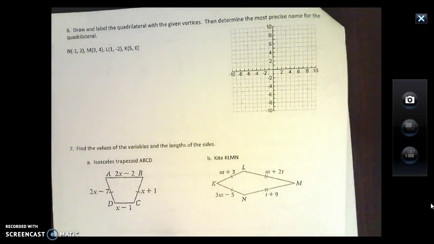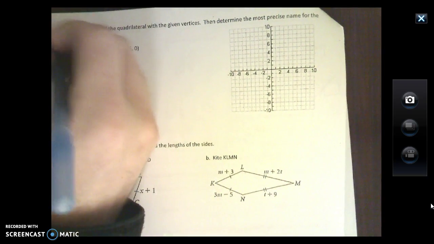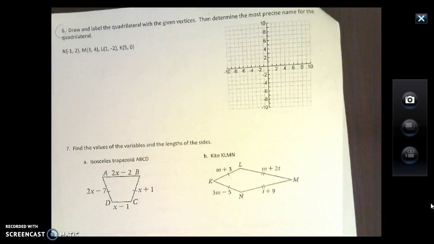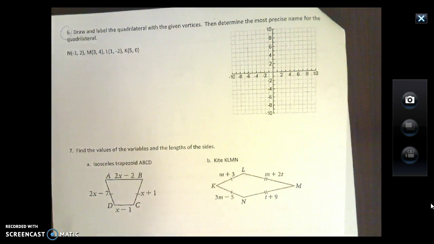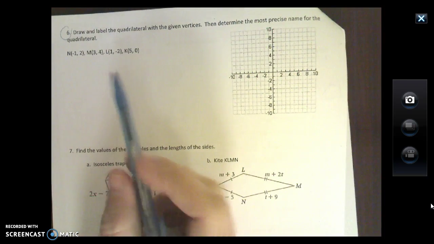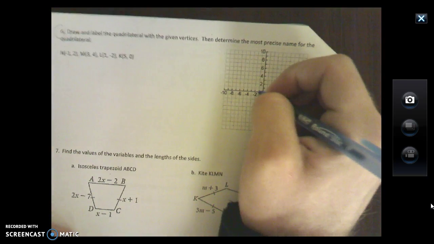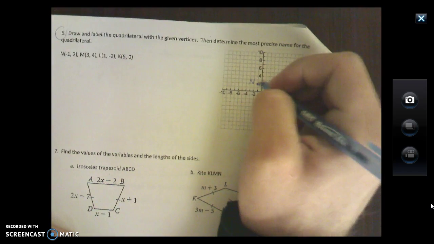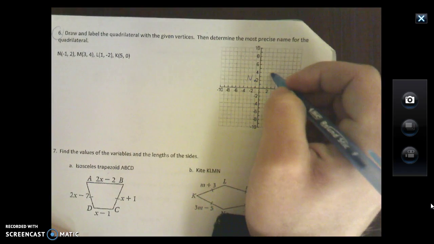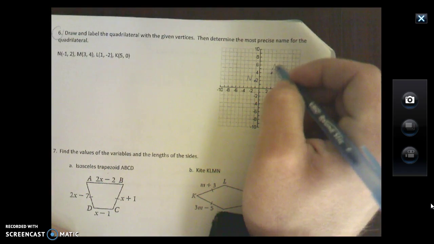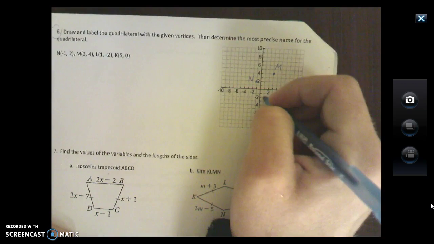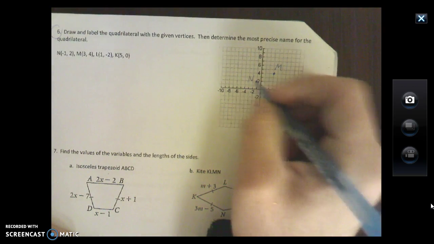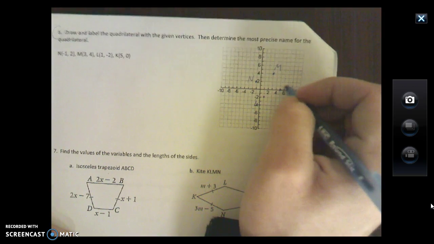Now as far as number 6 goes, right now again we're circling this one. I'm going to refer back to it in a little bit. What I do expect you guys to be able to do though is if I ask you to plot these points like N at -1, 2, you should be able to come over here and put down an N right there. M is 3, 4, so right 3, up 4. L is 1, -2. And K is 5, 0.